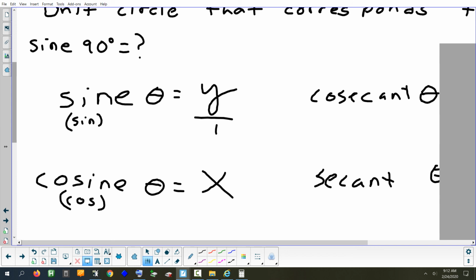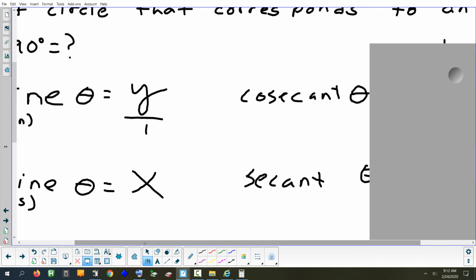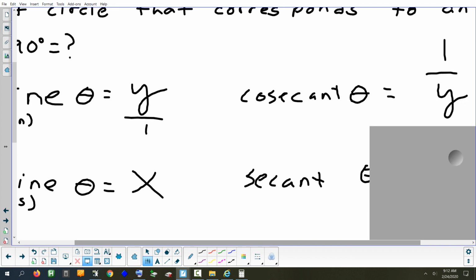And the reason I wrote them in a table like this, you're going to have 3 rows, 2 columns, is because the ones on the right are just the ones on the left flipped. Okay. So if sine is y over 1, what do you think cosecant is? It's 1 over y. Now, that's going to be the same thing for all of them. Right? The ones on the right, fancy word, it's reciprocal. You take what's on the left, you flip it, and you get the one that's on the right. So sine and cosecant are reciprocals.